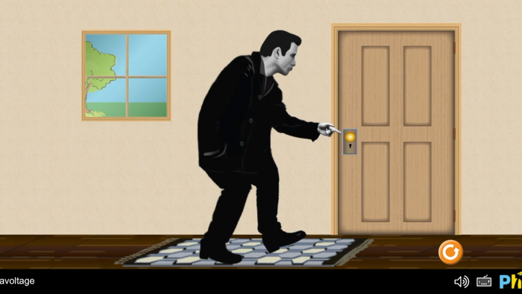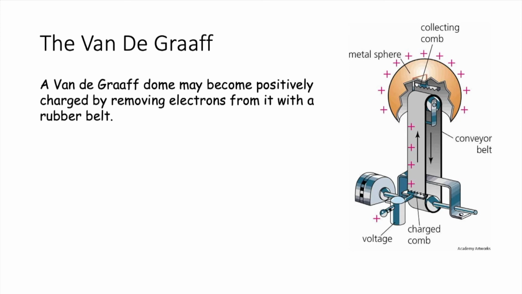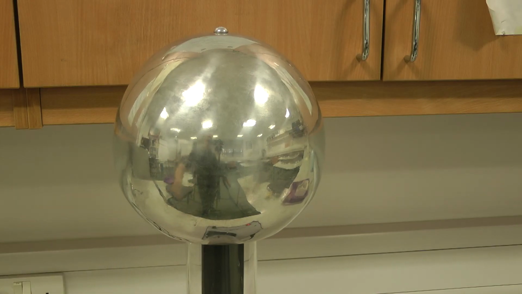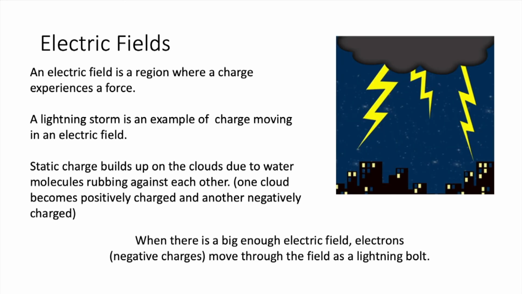Lovely. So the Van de Graaff generator then. There's a nice diagram of the Van de Graaff generator showing you the rubber band, the conveyor belt that rubs electrons off the metal dome, and the dome becomes positively charged. And if you bring your hand close to the dome, a spark can jump across the gap between your hand and the dome. That spark is the result of negative charge electrons jumping to the dome.